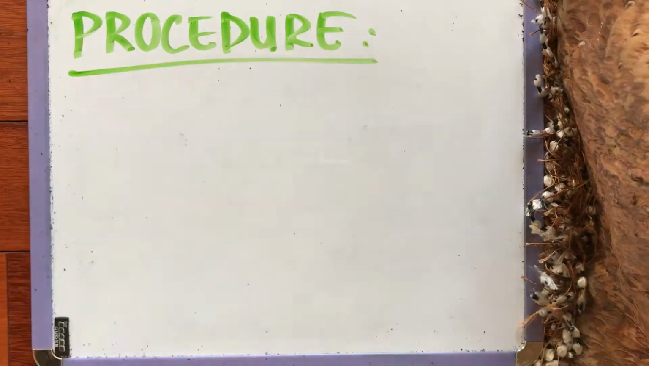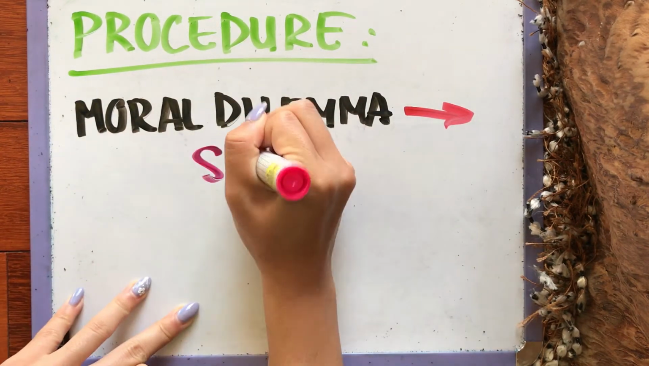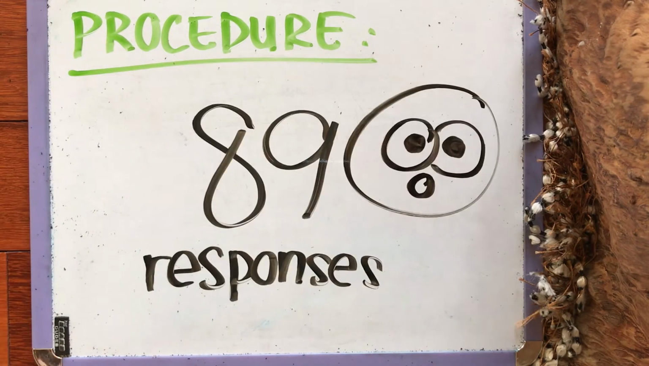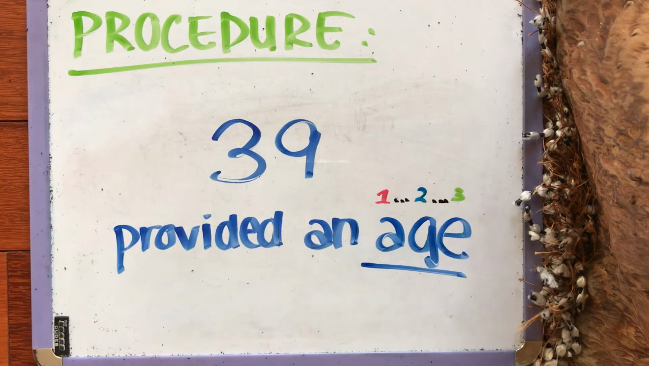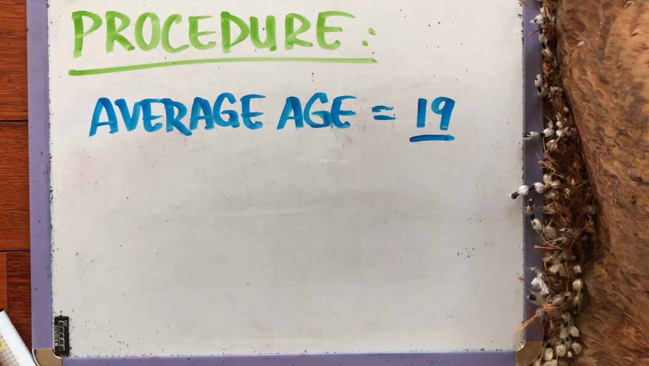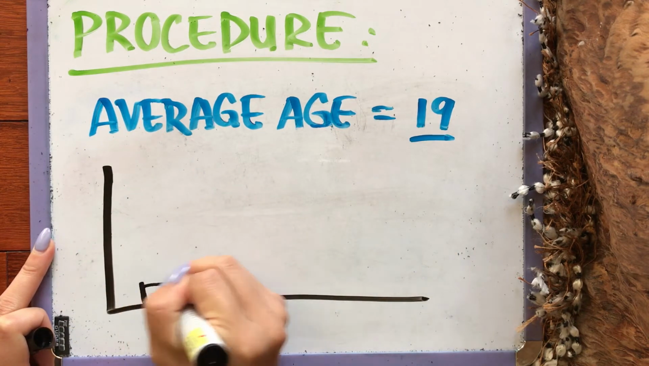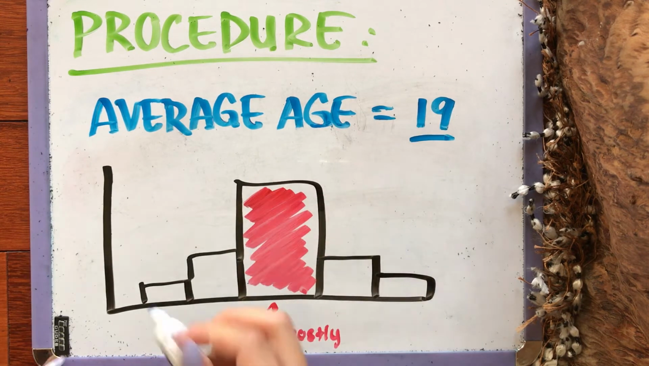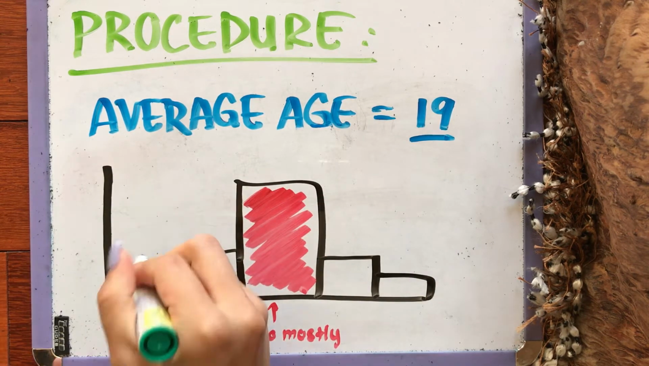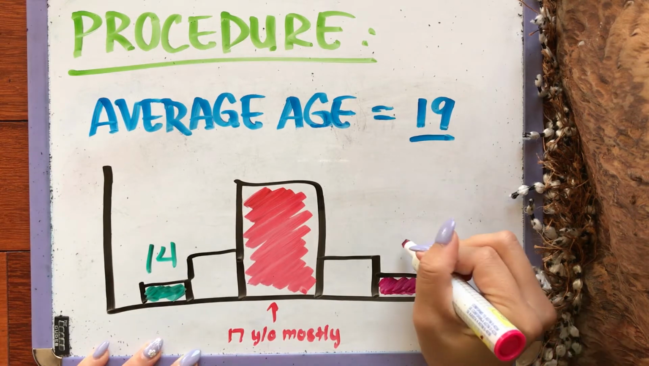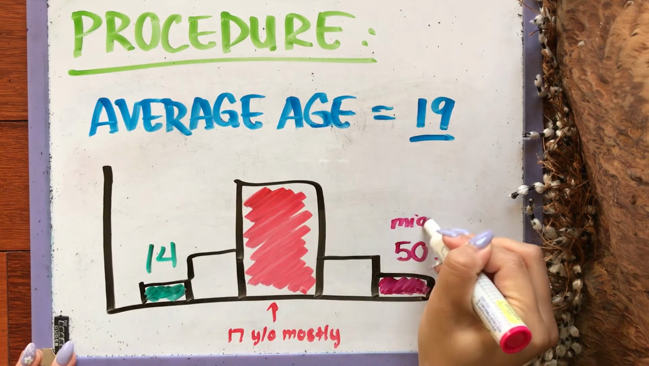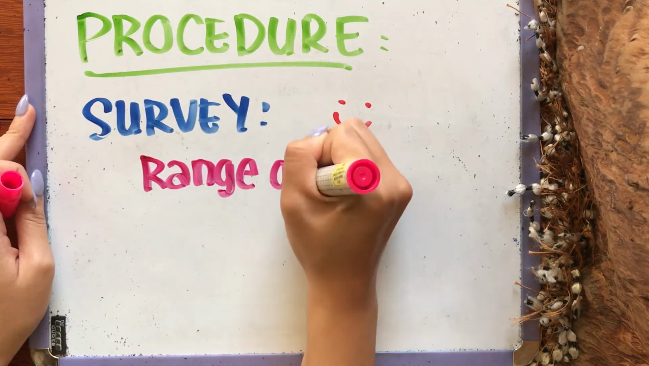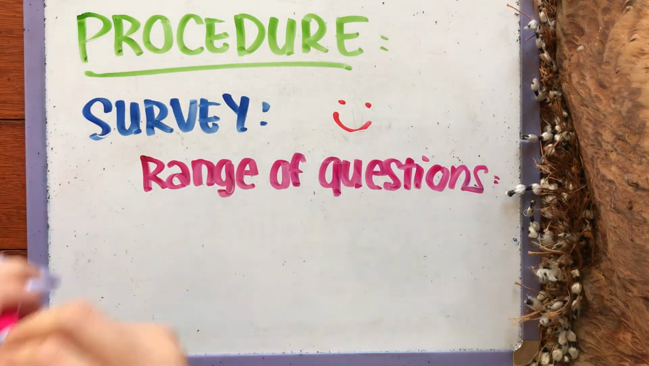So for our experiment, we had people answer moral dilemmas on surveys through Facebook and other interviews, in which they provided an age and an answer. We had 89 responses. 39 of those had an age. The average age was 19. Overall in our graph, we had the most listed response as 17 years old. We also had a range of 14 to the mid-50s. For our survey, we provided a range of questions that went from charity to self-sacrifice.